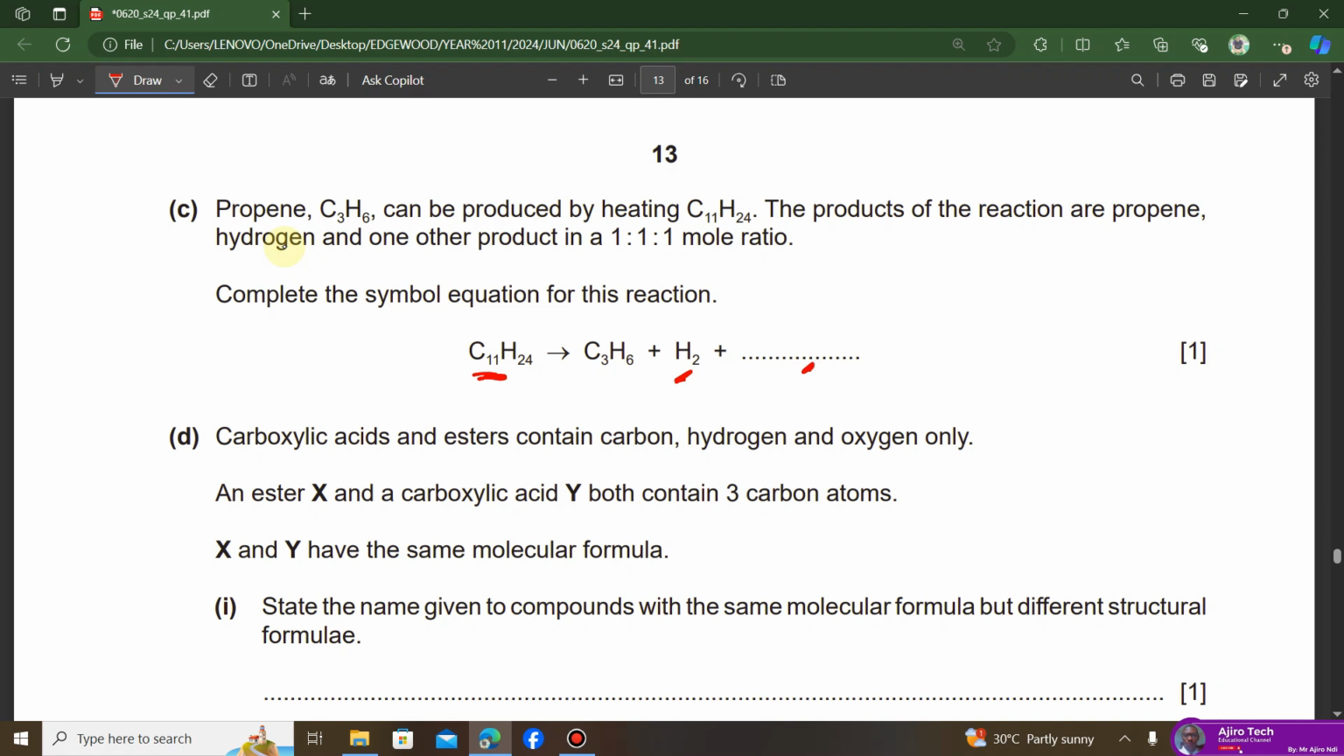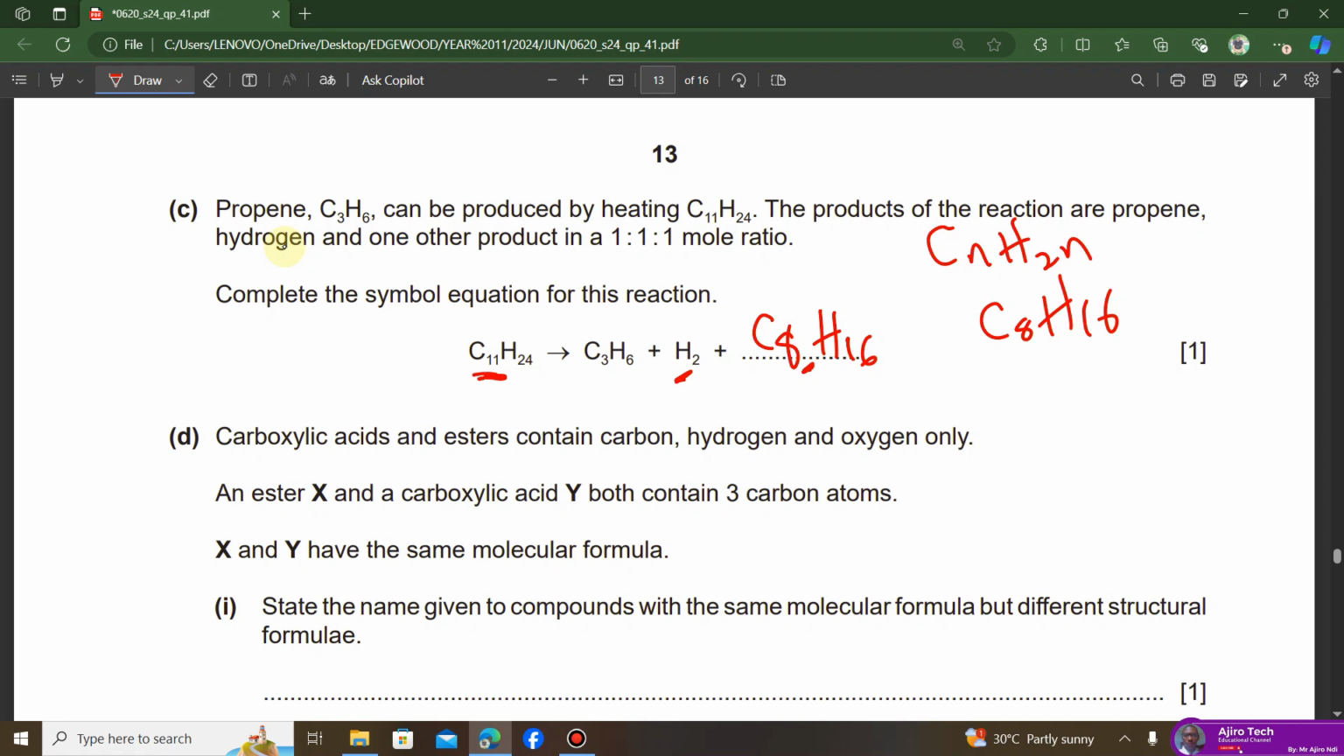So let's sum up. There are 3 carbons here, so 11 minus 3, that's 8 carbons. Then let's look at hydrogen. There are 8 hydrogens on the right, so 24 minus 8, that's 16 hydrogens. So let's confirm if this is an alkene. The general formula of alkenes is CnH2n. So C8H16, and that's what makes this a correct formula.